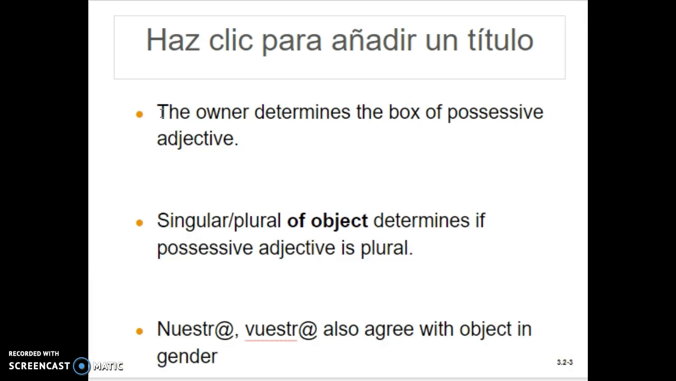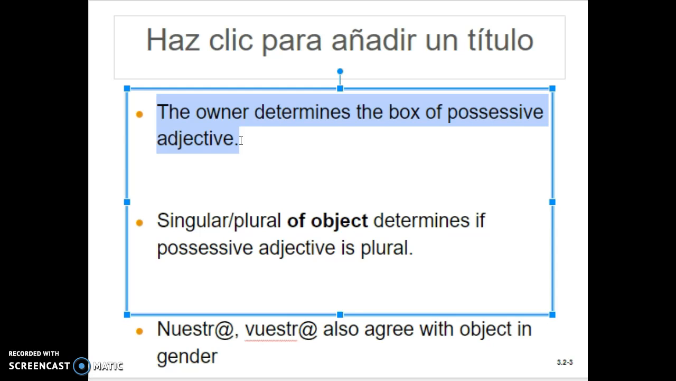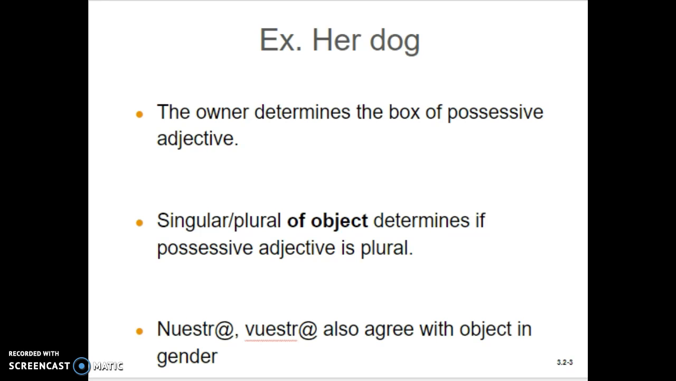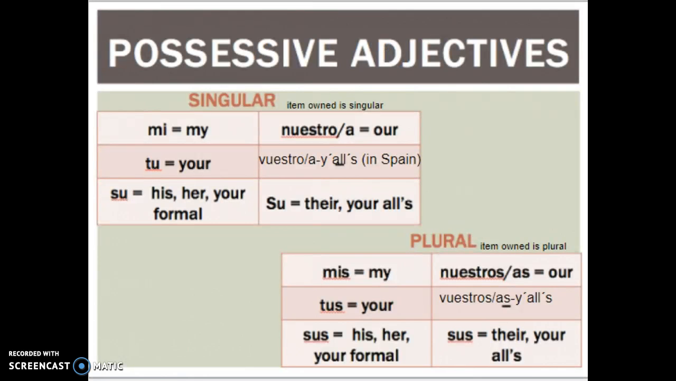So the first rule you should pay attention to: the owner determines the box of a possessive adjective. For instance, let's say we're trying to say her dog. Her is singular, her is this box, so that's how I know to pick su. So the actual box, like yo to lao instead, is determined by the owner.